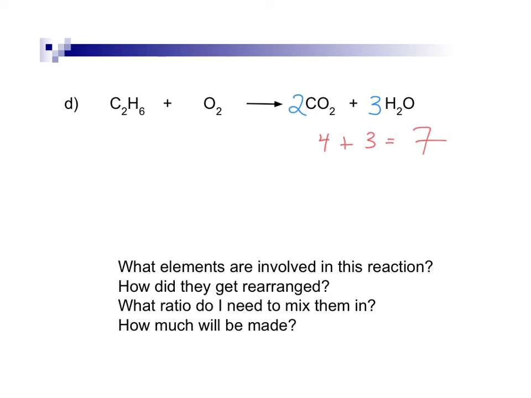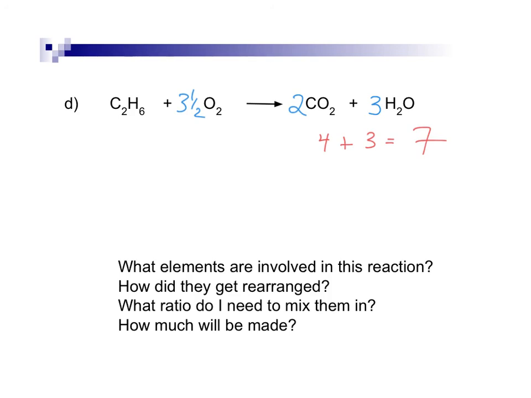In order to balance this, I need to figure out, well, what number times 2 will give me 7? This is a more difficult one because it's not a whole number. But if I throw in a 3.5, 3.5 times 2 will give me 7 O's on the left, and now I have my 7 O's on the right. So my equation is balanced, but I can't leave this as my final answer. Balanced chemical equations always have whole numbers.